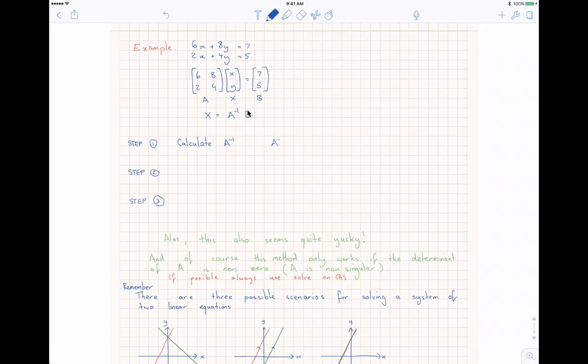We recall from previous exercise that A inverse is 1 over AD minus BC times that funny rearranged matrix, which is D, minus B, minus C, A. Inserting the correct values in there: our D is 4, our A is 6, so 6 times 4, which is 24, minus B times C, so minus 8 times 2, which is minus 16. D is 4, minus 8, minus 2, 6.